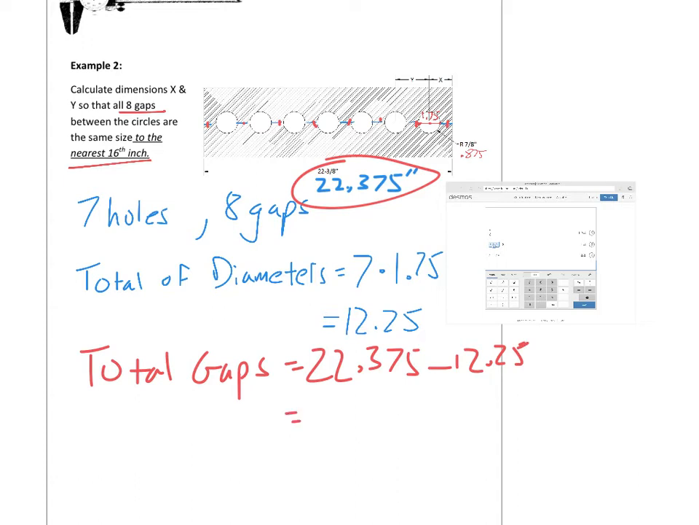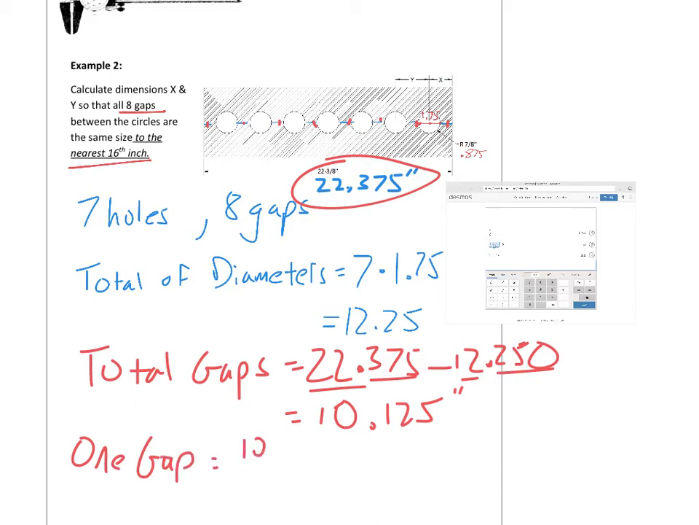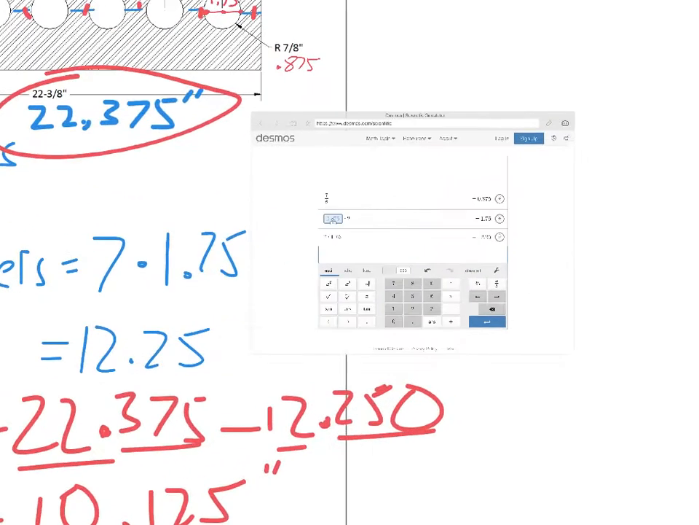22 minus 12 is 10. 0.375 minus this, well, throw a 0 because it's a decimal. You could use a calculator, but I bet you can do it without. 375 minus 250 is 125. So 10.125, that's all the gaps. Now we need one gap. One gap is 10.125 divided by 8, since there are 8 gaps.